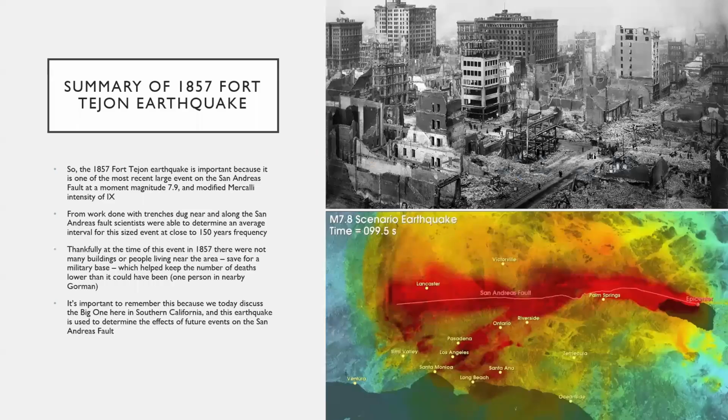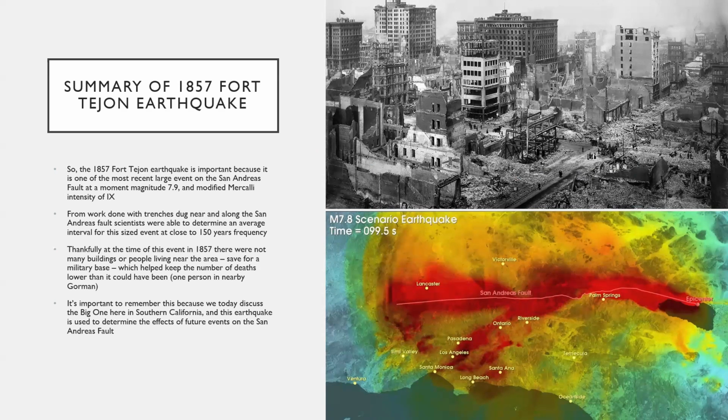In summary, this is important because it's one of the more recent large scale earthquake events on the San Andreas Fault. It's a magnitude 7.9, and we don't see that very often. This is similar to what we might expect in size for the big one that we always talk about here in Southern California.